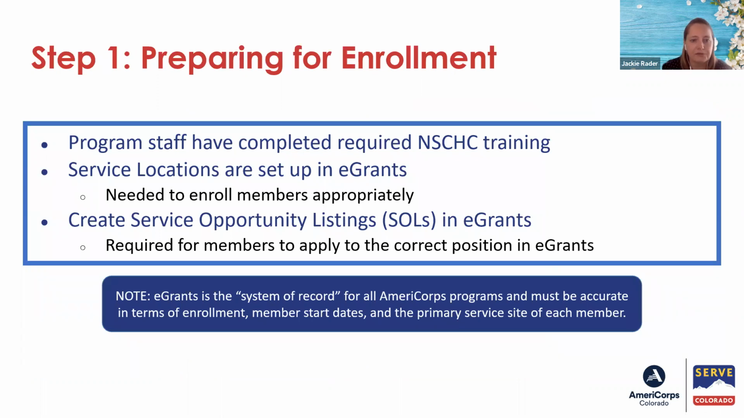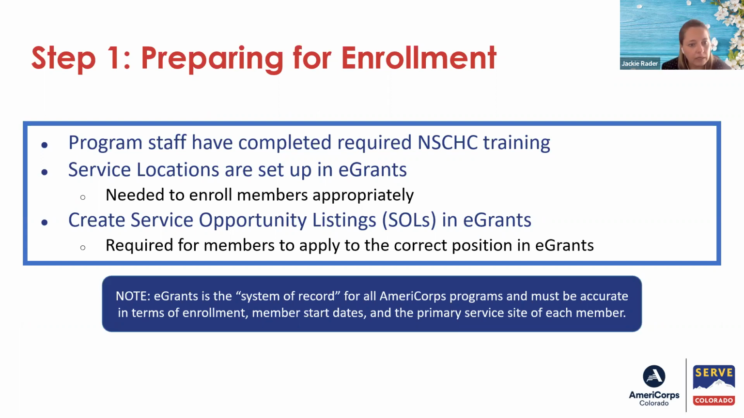Step 1, preparing for enrollment. Program staff have completed their required NSCHC training. This is the training that you do in Litmus, that walks you through the steps to conduct a criminal history check for AmeriCorps. You've set up your service locations or host sites in eGrants. You have to get those set first before you can enroll members. And you've created your service opportunity listings in eGrants as well. Those are the equivalent of a condensed version of your position description.